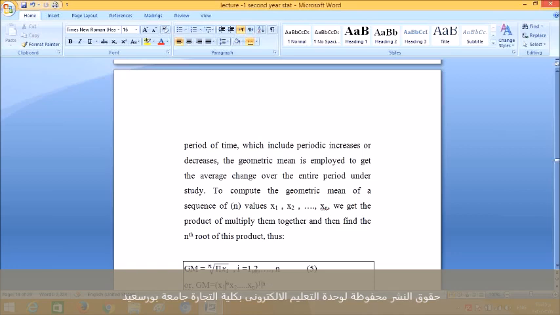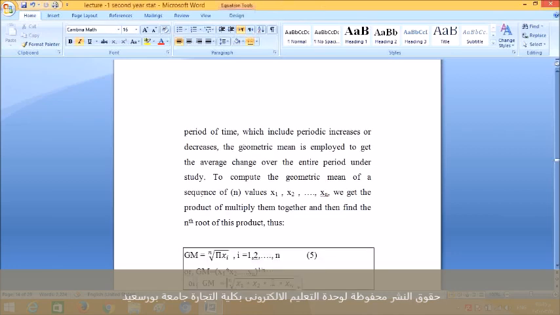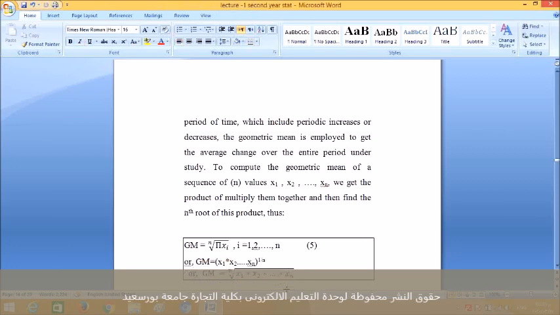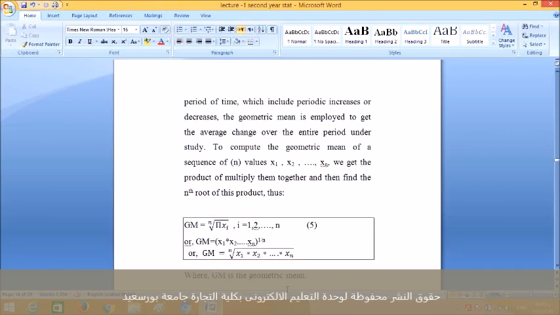So the power 1 over n means the nth root. So this is another formula. The third formula, as you see, is the nth root of x1 multiplied by x2 and so on, where GM is the geometric mean.